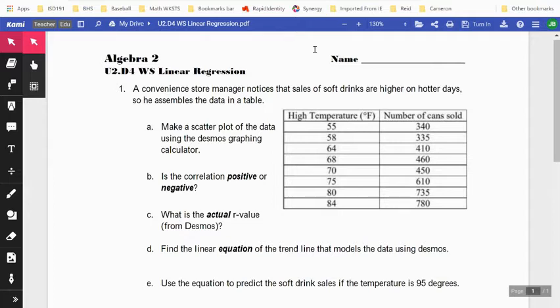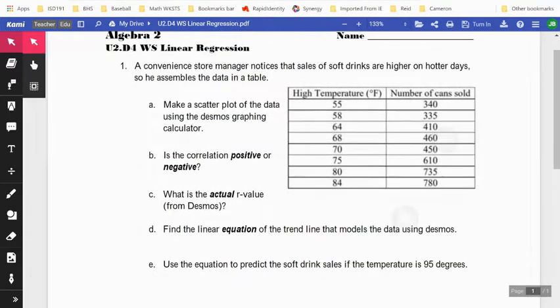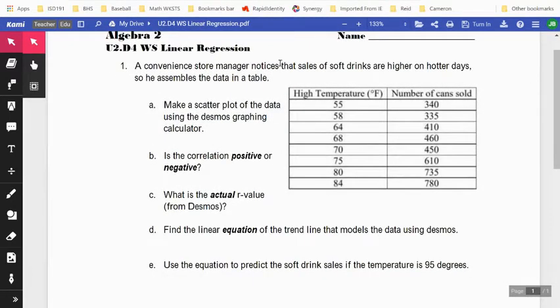All right, I want to go through the answer key to the day 4 assignment on linear regression in video format. So the first one we have is a convenience store manager notices that sales of soft drinks are higher on hotter days. So he assembles the data in a table. We see that here. Make a scatter plot of the data using the Desmos graphing calculator. So that's where we're going to start.